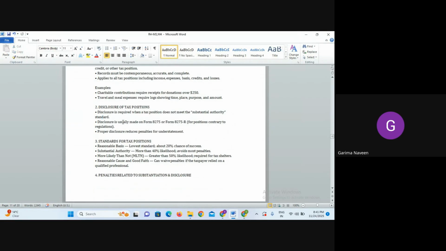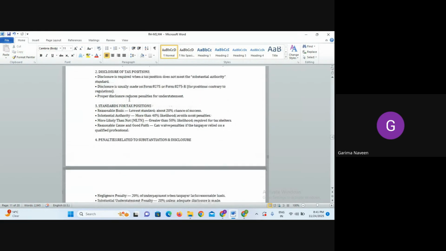Okay. So we already discussed substantial authority and reasonable basis. Substantial authority means, if it is spotted by the IRS, there are chances of up to 40 to 50%. Disclosure is usually made on Form 8275 or 8275-R. Proper disclosures reduce penalties for understatement.